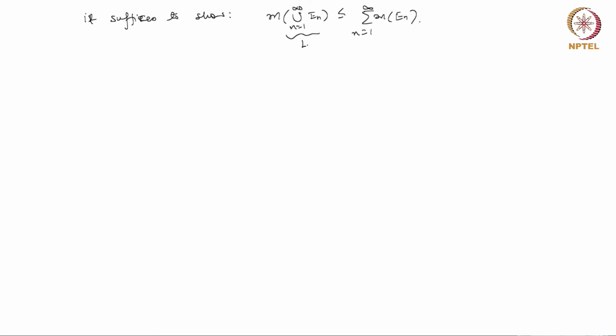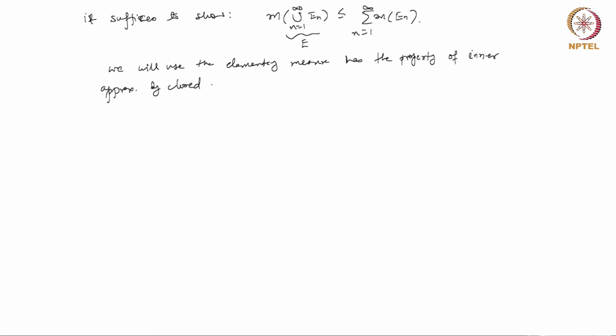So let me denote this set by E. We will use the fact that the elementary measure has the property of inner approximation by closed elementary sets, and outer approximation by open elementary sets.